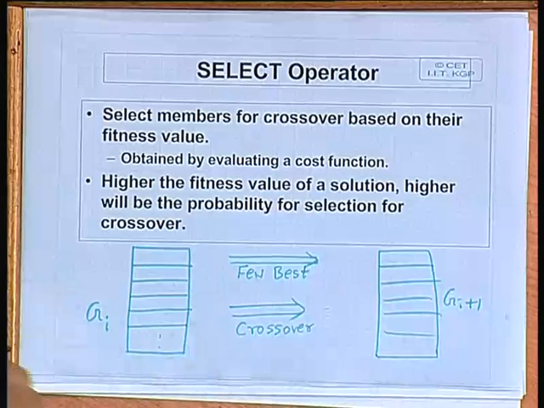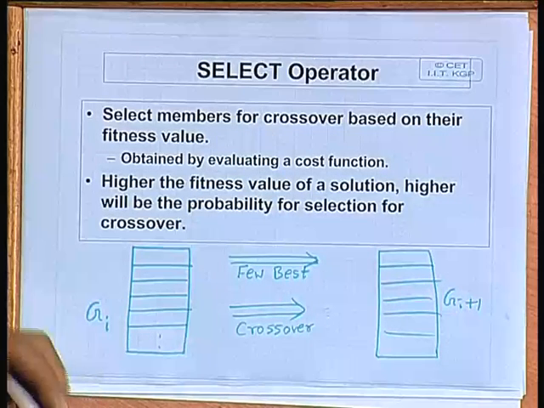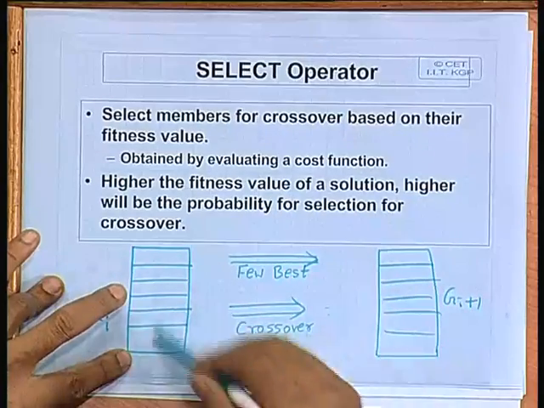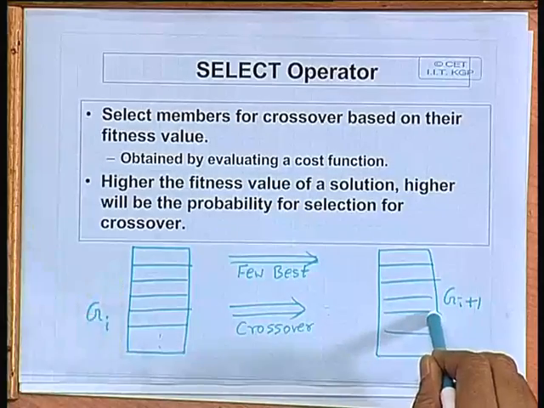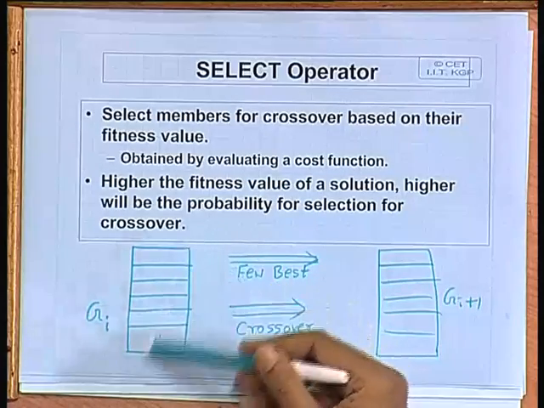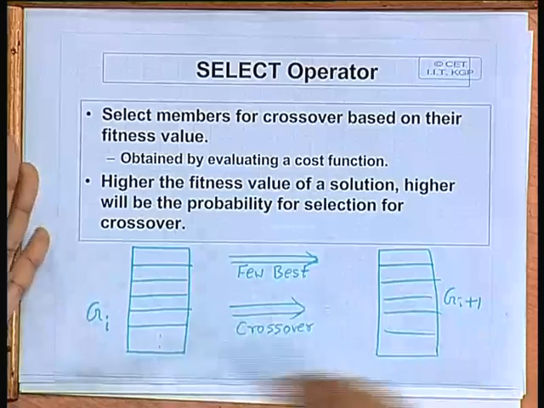So the number of members in generation I plus 1 will be equal to the number in generation I. Generation sizes are the same, the population sizes will be the same. Now exactly what will be the size of the population, and how many iterations we will carry out, these are all subject to experimentation.